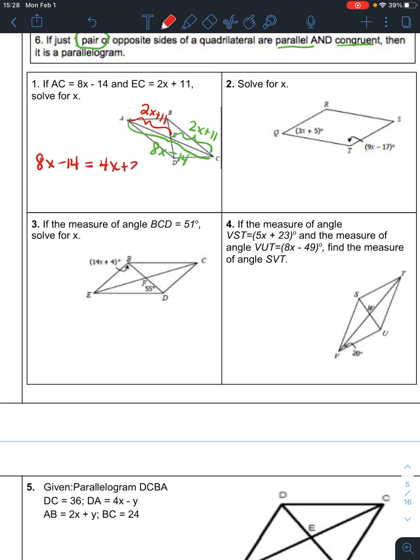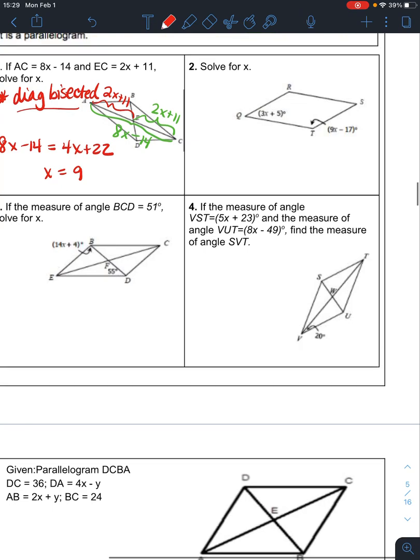So that's 4x plus 22. I doubled it up. And then we just do the algebra and solve it, and we get that x is equal to 9. So in that one, we were using that the diagonals were bisected, but you've got to label it so that you can see what you're talking about. And you needed 2 parts to set it equal to your whole.